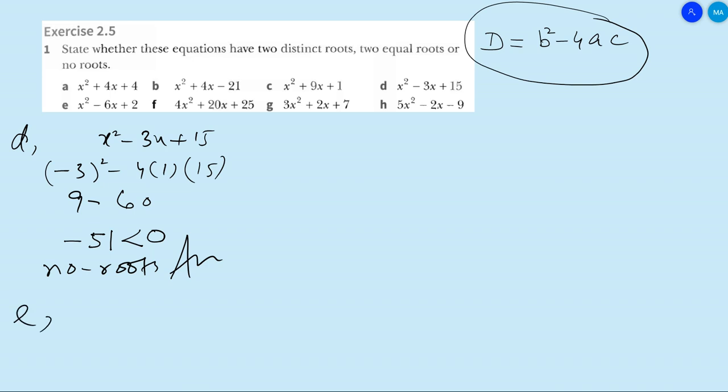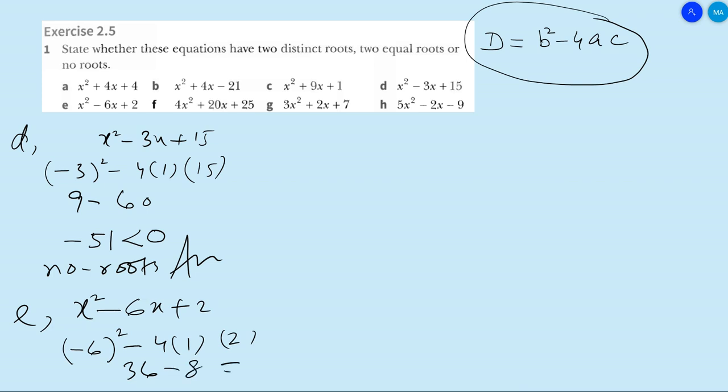Come to part E. x square minus 6x plus 2. The discriminant is b square, minus 6 square, minus 4ac. 6 square is 36. 4 ones are 4, 4 twos are 8. And 36 minus 8 is 28. And 28 is greater than 0. So if greater than 0, then our answer is two distinct roots.